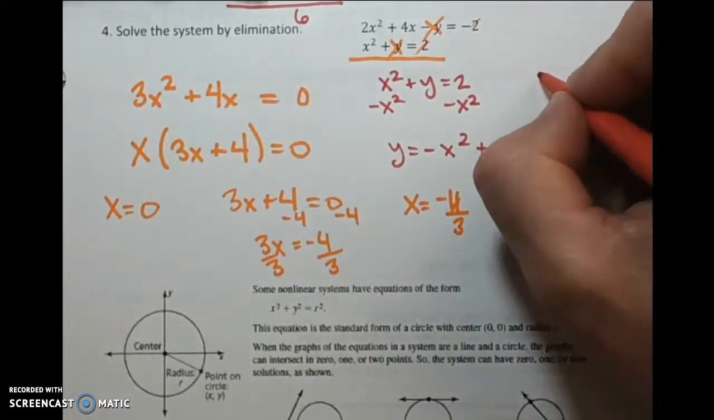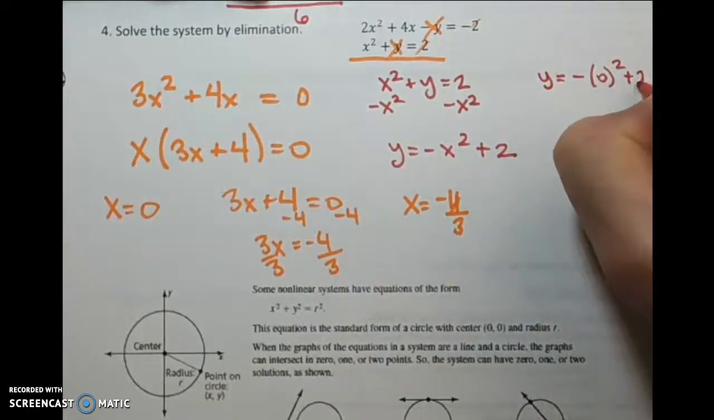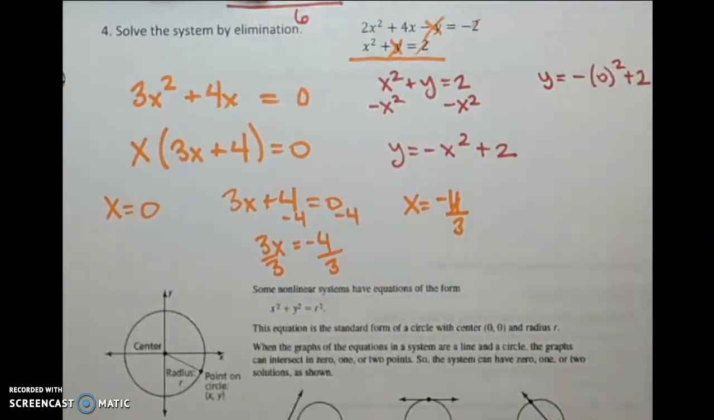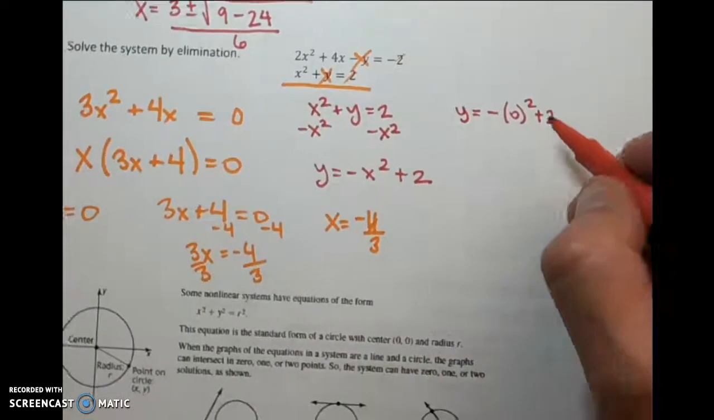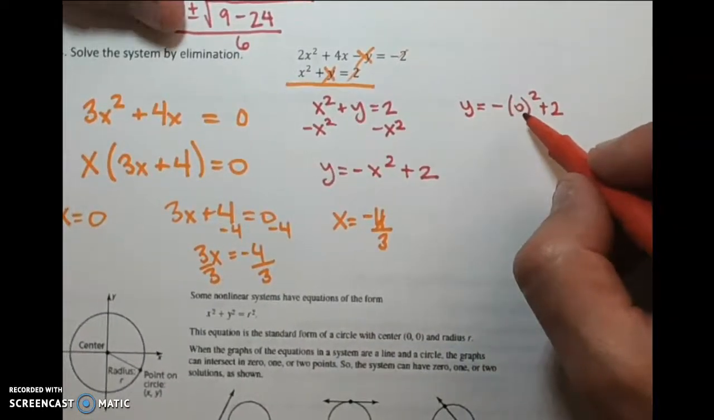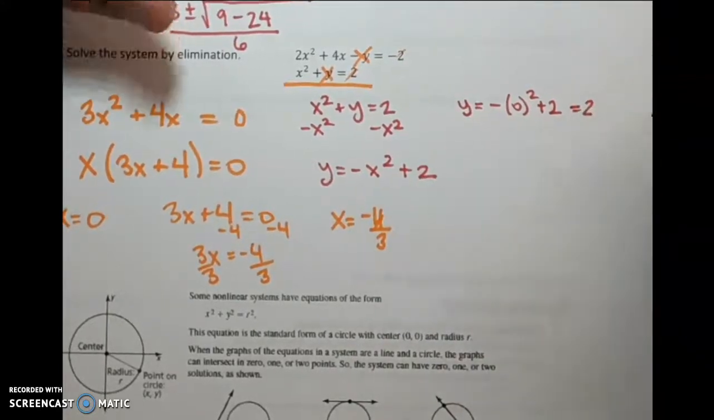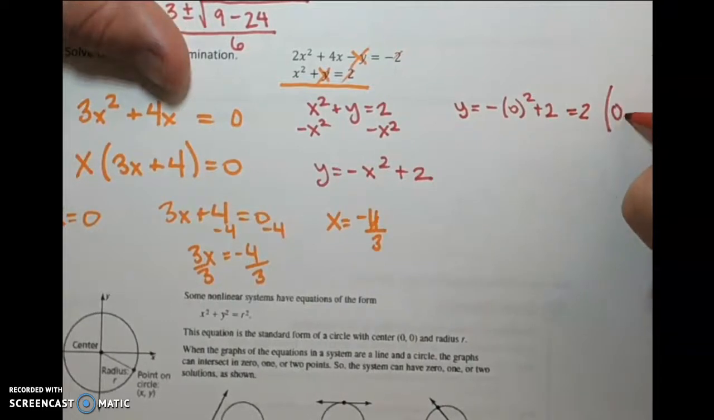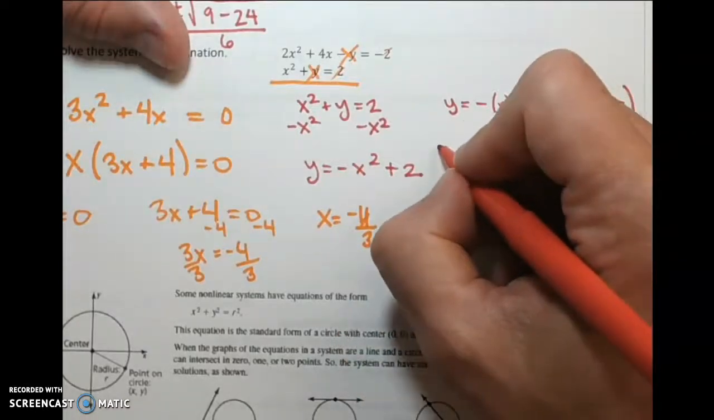Okay, I'm going to start with 0. So I plug it right here. y equals the opposite of 0 squared plus 2. Well, 0 squared is 0. Then the opposite of 0, or negative 0, is just 0. Plus 2 is 2. Okay, so what's my ordered pair? 0, 2. Do the same thing for this one.